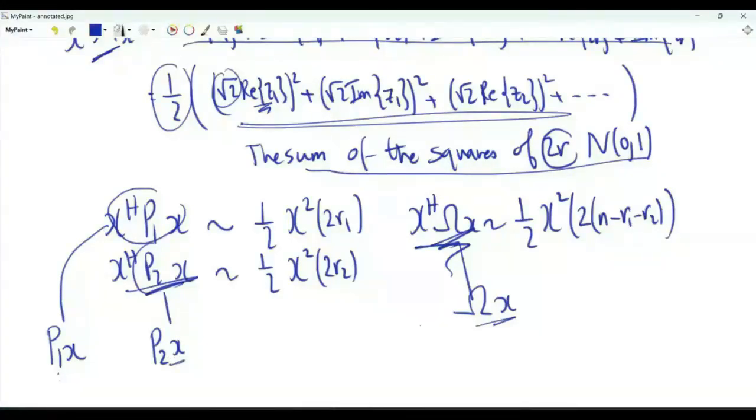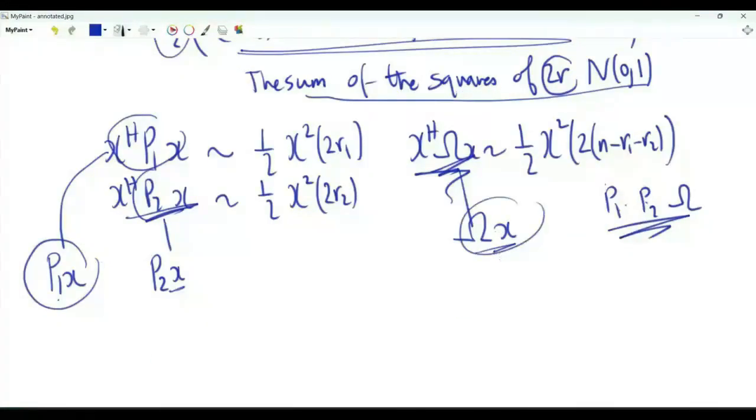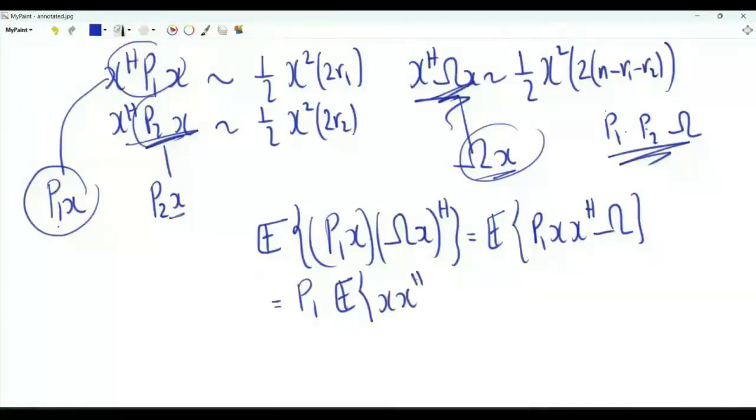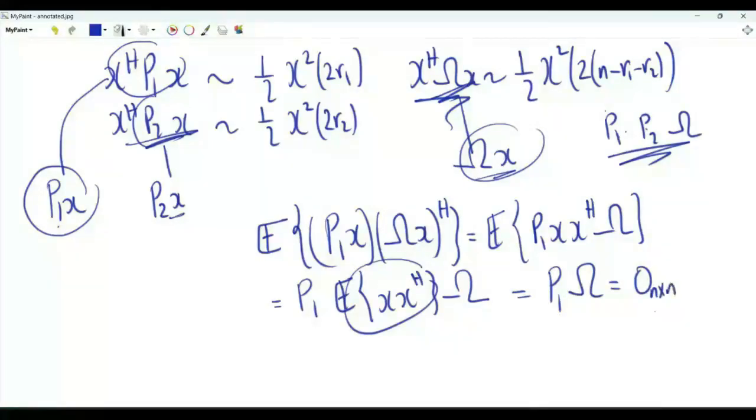These are Gaussian vectors. We have proved that if we pick two distinct matrices from this collection of 3 matrices, we get a product that is equal to the zero matrix. P1 P2 is zero, P2 P1 is zero, P1 omega is zero, and so on. Let's take this Gaussian vector and that one, both are zero mean. Let's compute the cross covariance, the expectation of P1x times omega x Hermitian. This is the expectation of P1 x x Hermitian omega Hermitian, which is equal to omega. This is P1, the expectation of x x Hermitian times omega. This is identity, so we get P1 omega, and this is the zero matrix. These two Gaussian random vectors are uncorrelated. Their cross correlation matrix is the zero matrix.